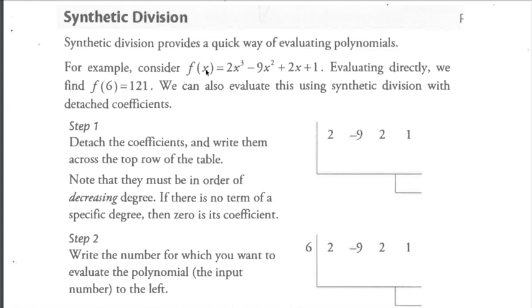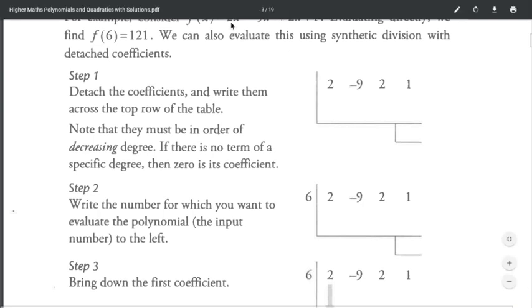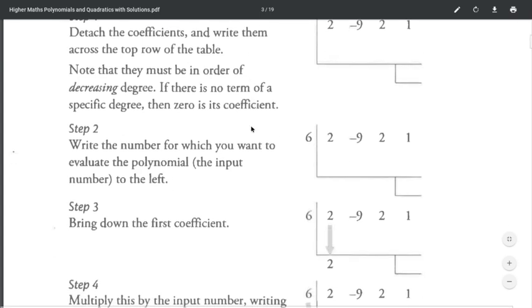So f of 6, if we just substitute 6 into here, 2 multiplied by 6 cubed minus 9 multiplied by 6 squared plus 2 multiplied by 6 plus 1 would turn out to be 121. We can also do that using something called synthetic division. So we take the coefficients of f of x, so 2, negative 9, 2, 1, and write them across the top row of the table.